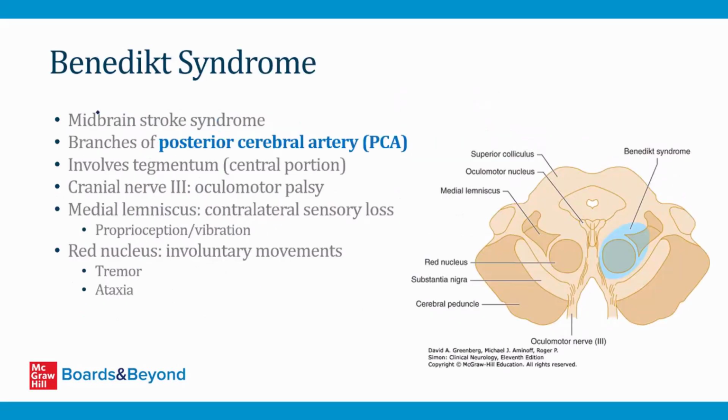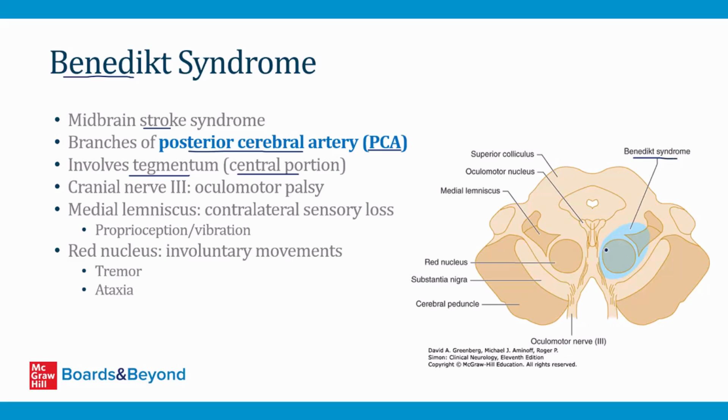Okay, so now what I'm going to do is talk about a couple midbrain syndromes that occur when there's a lesion of the midbrain. And we'll start by talking about Benedict syndrome. So Benedict syndrome is a midbrain stroke syndrome. It's associated with stroke involving branches of the posterior cerebral artery. Remember what I told you before, the PCA is the major blood supply to the midbrain. It involves the tegmentum of the midbrain, which is the central portion. Generally, Benedict syndrome occurs when there's a stroke involving this region shown in blue on the slide right here.